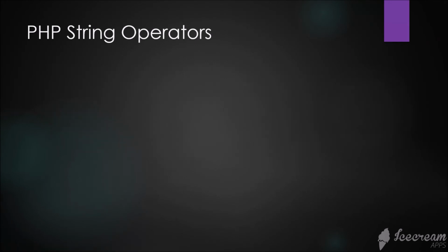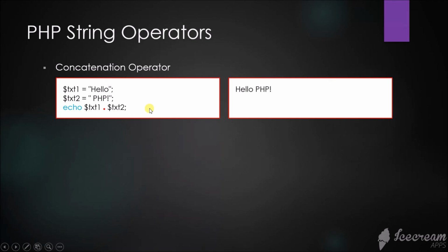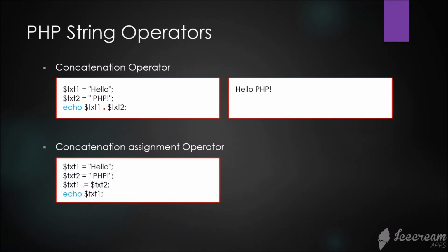Okay, so let's have our examples. So for concatenation operator, we have this one. So we declare a text1 having a value of hello, then a text2 having a value of PHP. Now, if we try to concatenate this one using the concatenation operator, which is this dot, then the result will be hello PHP.